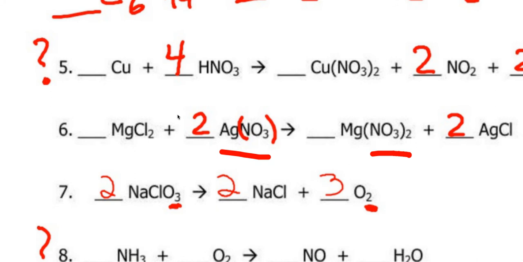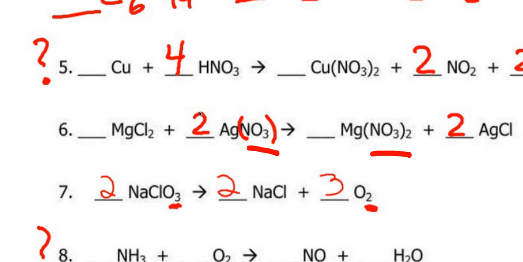Polyatomic ions. In the left and the right side, we see the polyatomic ion nitrate. Nitrate is NO3 with a -1 charge. The -1 charge isn't showing up here because it's balanced out by the positive charge of the silver and the magnesium. However, the NO3 is present on both sides.